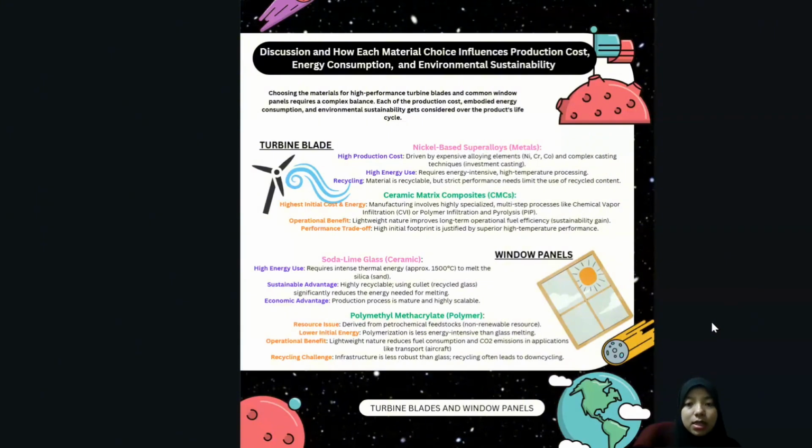In comparison, PMMA, which is a polymer, requires lower initial energy to produce and is lightweight, which helps reduce fuel consumption, especially in transport applications. However, it relies on non-renewable petrochemical resources and its recycling infrastructure is less developed, often leading to downcycling.